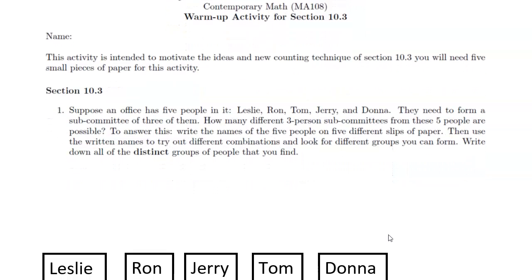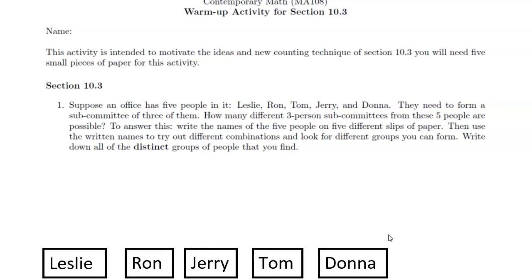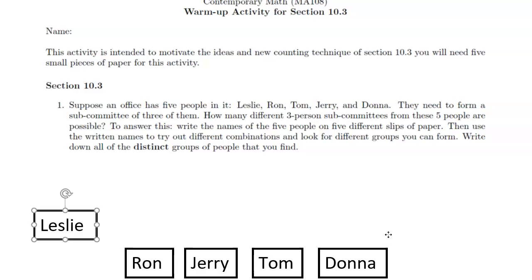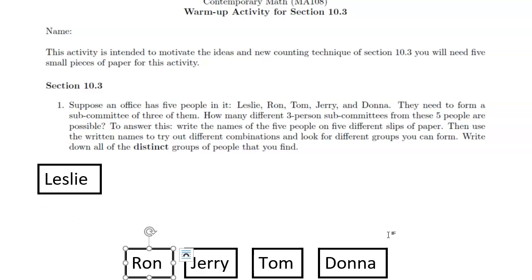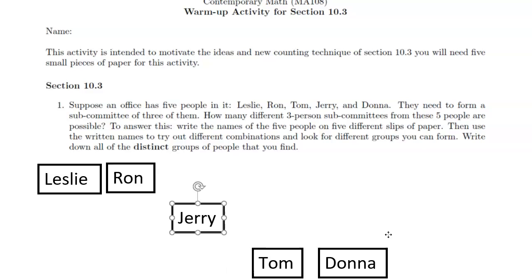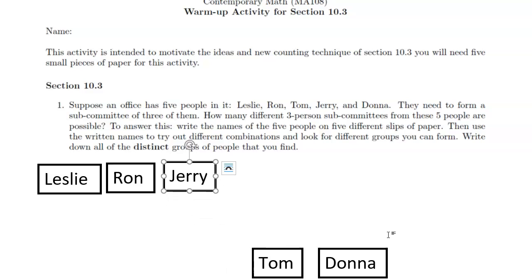And what I've done on here is I have the 5 names on the screen. And so what I'm going to do is just try and move these names around to look for different groups of people. And I'll start to find some of them, and then I'll let you look for the rest. So, for example, Leslie could be in our group, and Ron, and then Jerry. So my subcommittee could be these 3 people. So we could have Leslie, Ron, Jerry in a group.